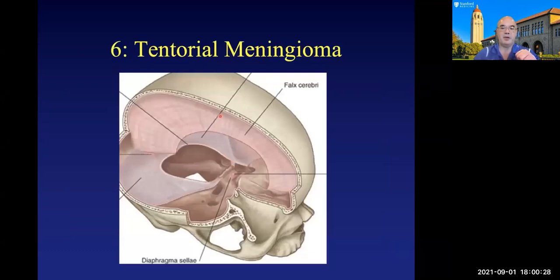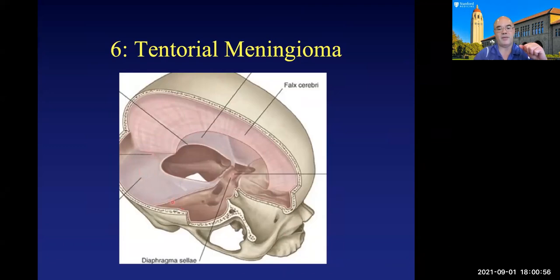The sixth type of tumor is called the tentorial meningioma. So this is, again, a picture of the skull. The forehead's here. Here's the upper teeth. The tentorium is a fibrous web along the back here. It's what separates the cerebrum, the higher cortex where thought and movement and language are located, from the cerebellum, which is the motor, the coordination area of the brain down here.